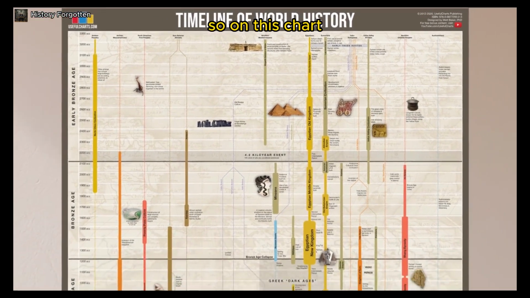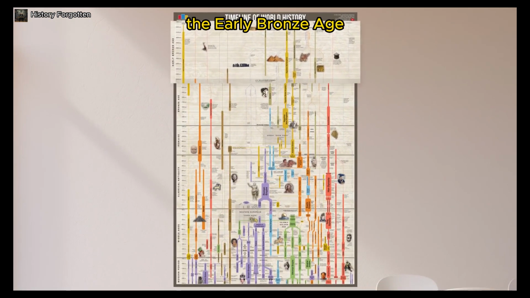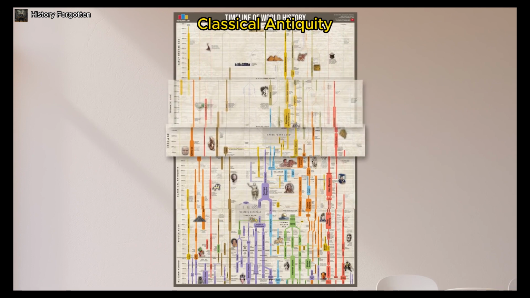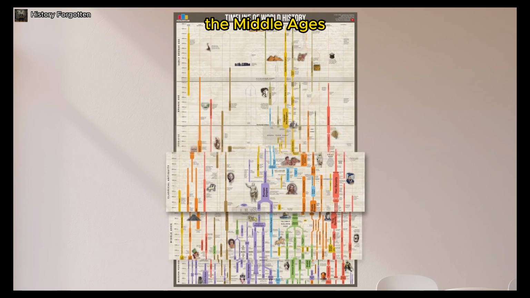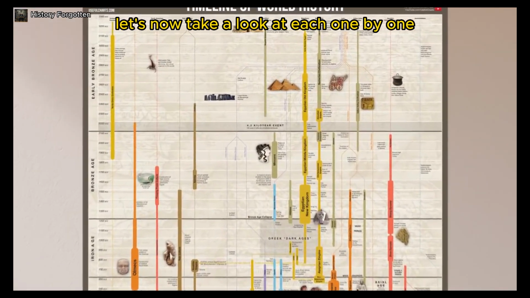So on this chart, history is divided into 6 main time periods: the Early Bronze Age, the Bronze Age, the Iron Age, Classical Antiquity, the Middle Ages, and the Modern Period. Let's now take a look at each one by one.